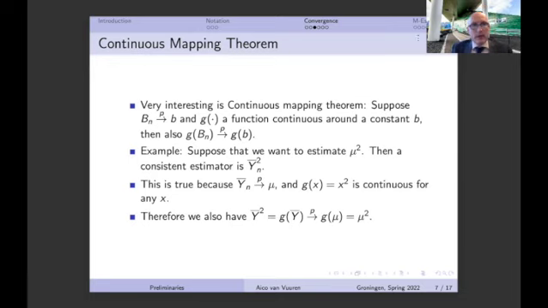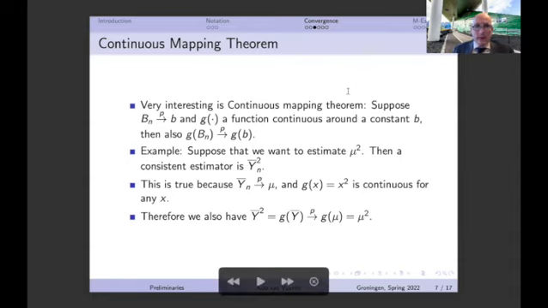At the moment that we look at the law of large numbers, we should realize that it is very important, but it becomes even more important due to some other theorems. One of the most interesting is the continuous mapping theorem.